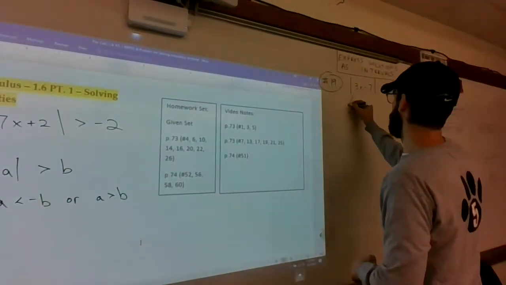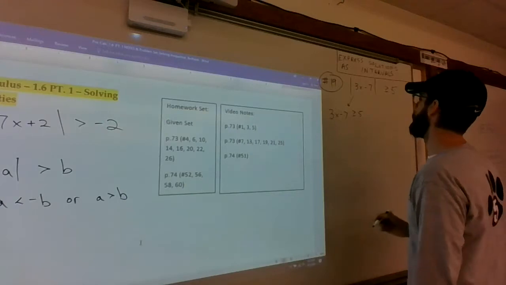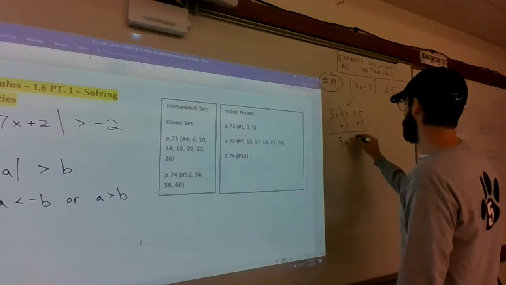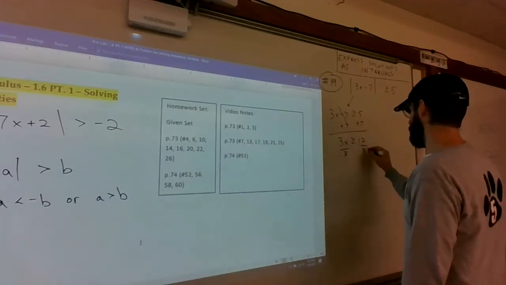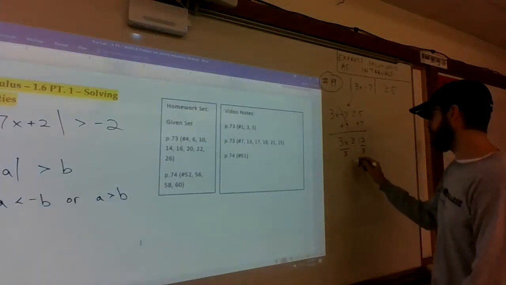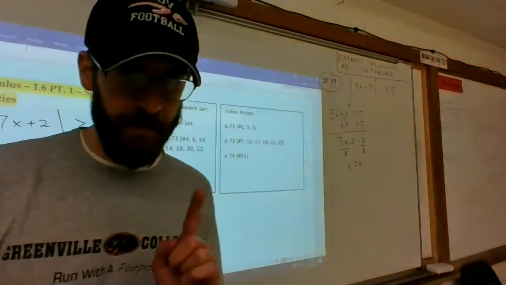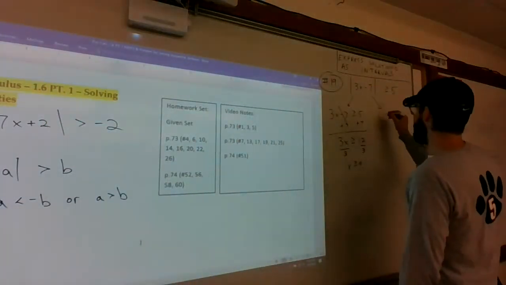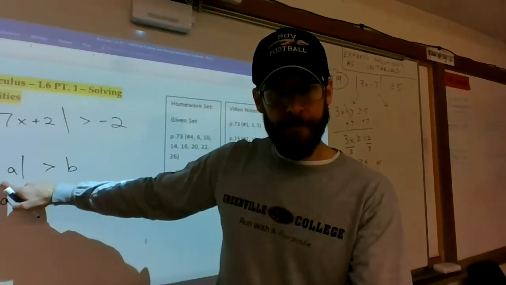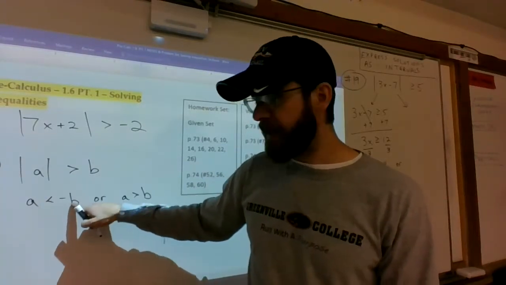Drop the bars, solve it as normal. Now remember, when you divide by a positive number, this doesn't change. It's still greater than or equal to. All right, so x is greater than or equal to 4 is one of my solutions. The other one is going to be separated with or. Looks like we're dropping the absolute value bars and then switching the sign and making the right-hand side negative.